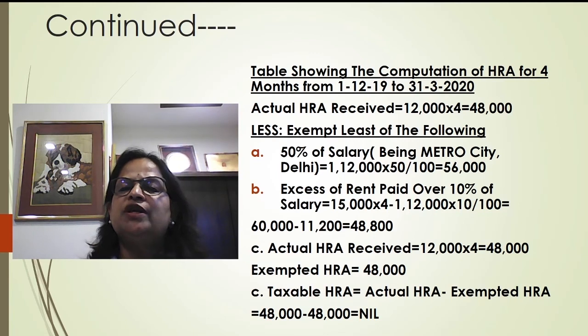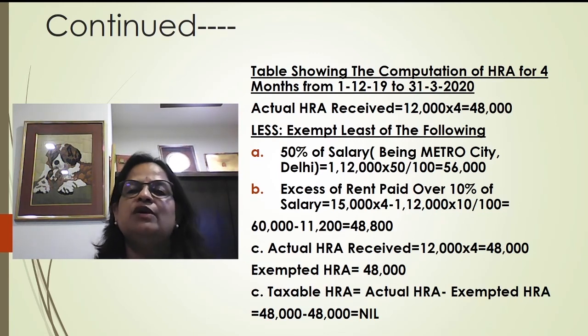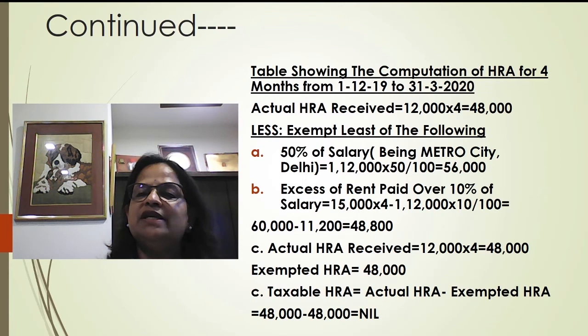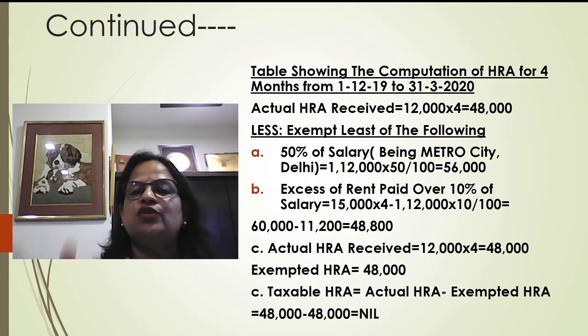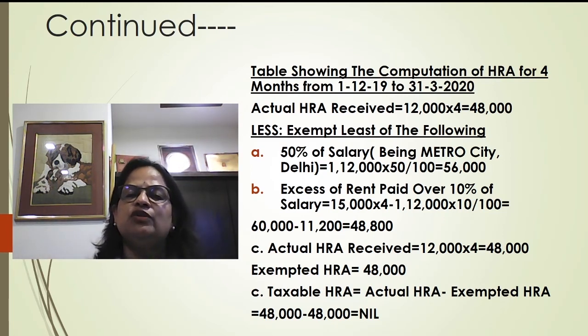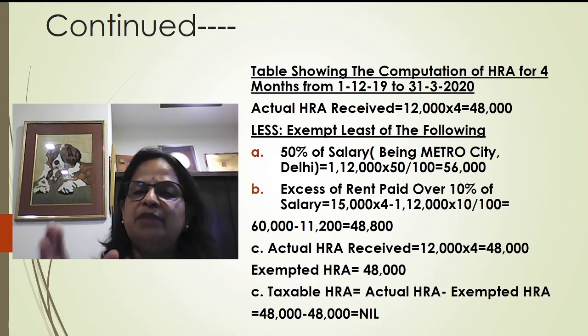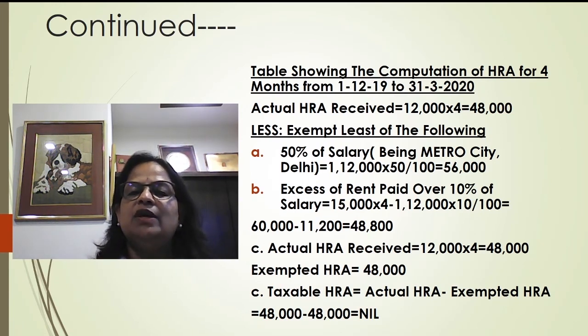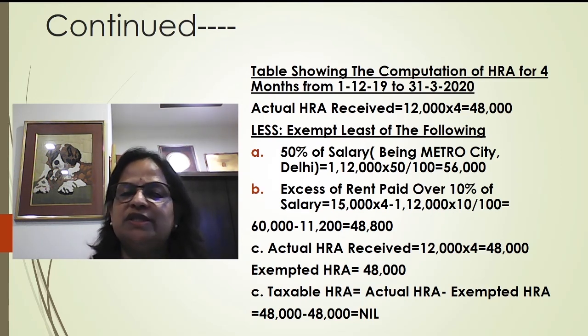Now table showing the computation of HRA for 4 months from 1/12/19 to 31/3/2020. So actual HRA received, there only he is getting the exemption. 12,000 into 4, his HRA is increased from 10,000 to 12,000, so 48,000. Exempt least of the following. 50% of salary, being Metro City, that is Delhi. 1,12,000, how are you getting 1,12,000? It's already explained. Into 50 by 100, that is 56,000.